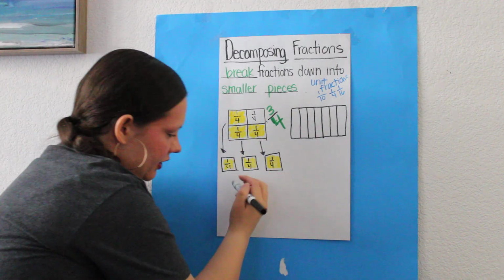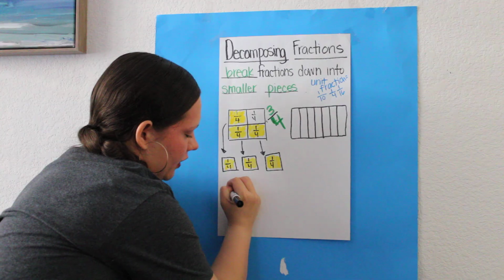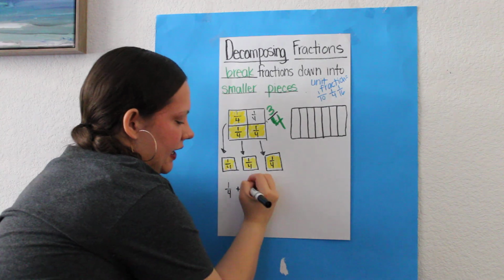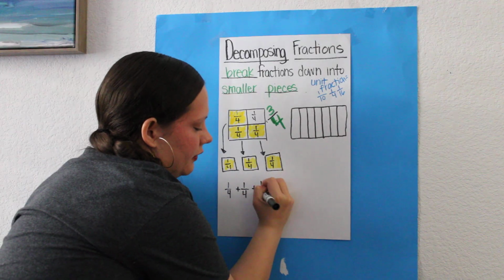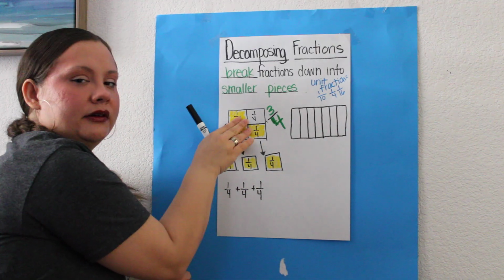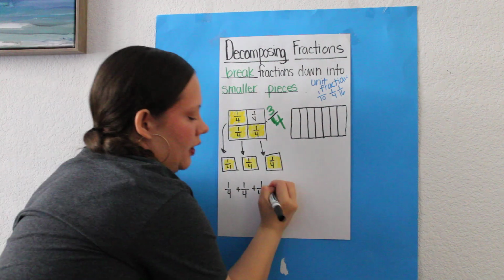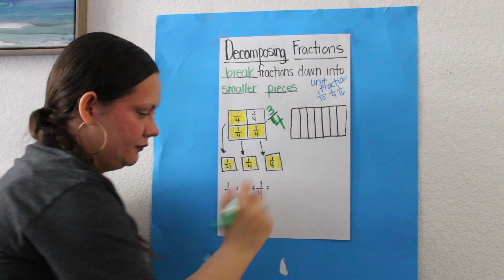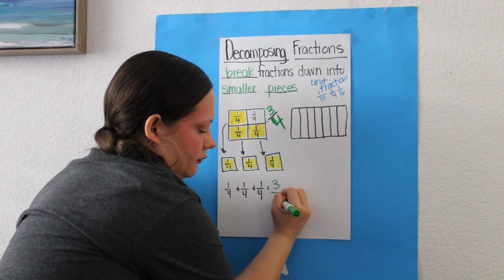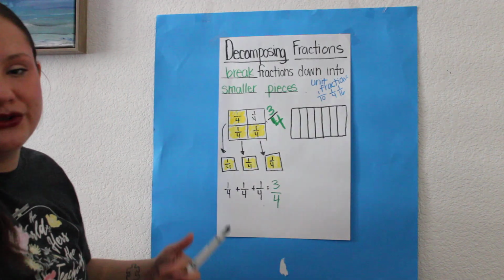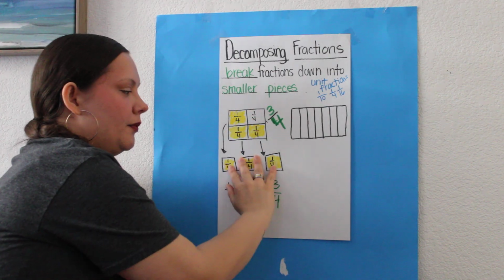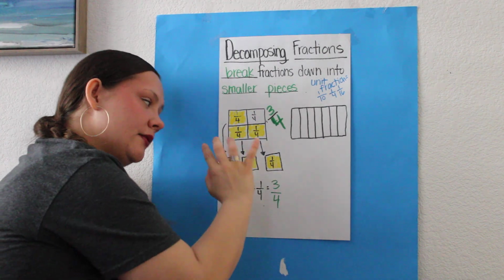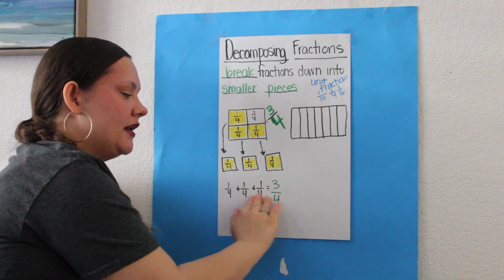To make this model here, all I did was take 1/4, and then I added another 1/4, and then I added one more 1/4, and I put them all together, and that gave me a model of 3/4. That's your answer. That's you decomposing a fraction. You're taking a model, breaking it apart, and using the individual pieces to write an equation.